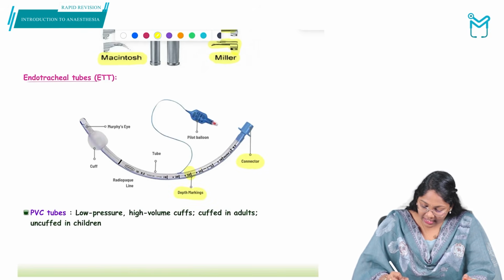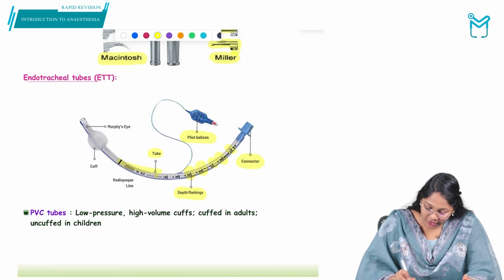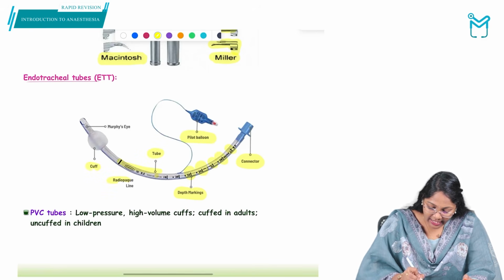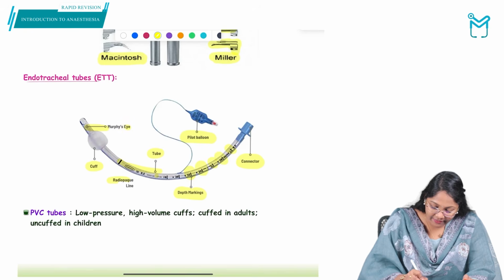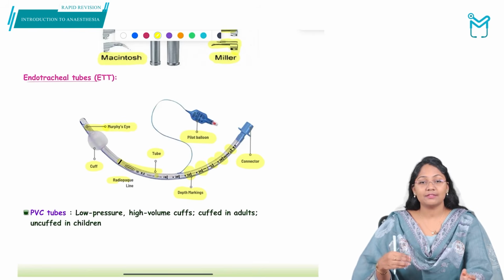There are the depth markings, if you can appreciate here very clearly, as well as the pilot balloon. This is the overall tube which we are seeing, and this is the cuff which we have, as well as the Murphy's eye. We will see each and every explanation about it.